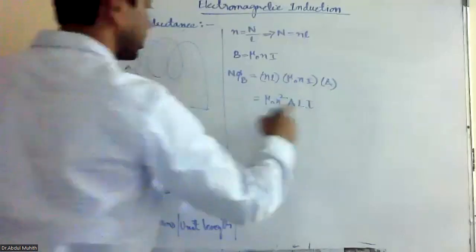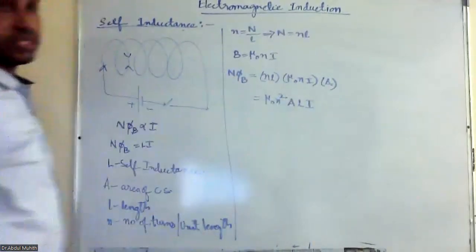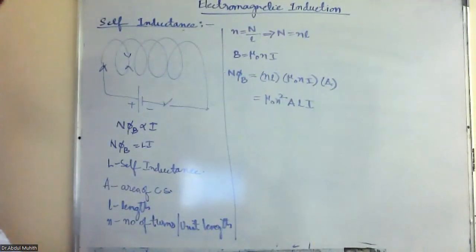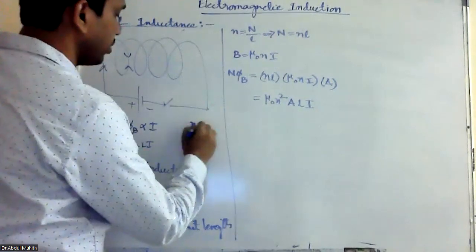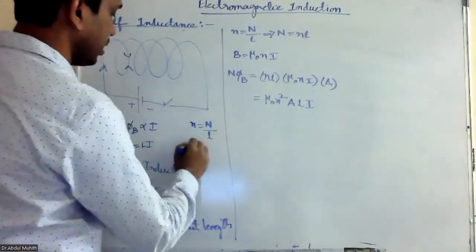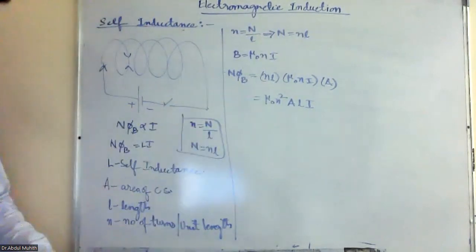All are constants except the current. Mu 0 is constant, n is constant, A is constant, l is constant. Only I is variable. So what is small n? Small n, keep that in mind, is the number of turns per unit length. So we can write capital N is equal to small n into l. This is the important thing which we are going to substitute over there.